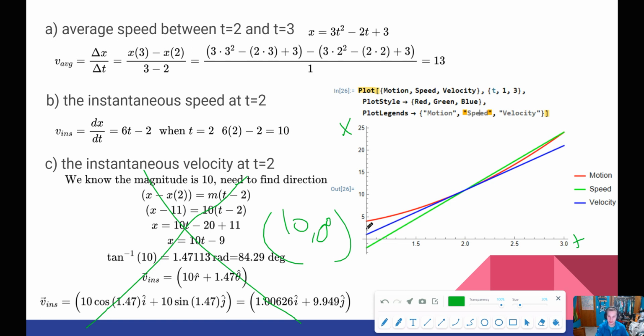So yes, the slope of this line is 10, and it does have some angle. But that is not the angle of the velocity with respect to the problem. If you think about it, the only direction that we're moving is along the x-axis, left and right. We're not really moving up and down at all in this problem.